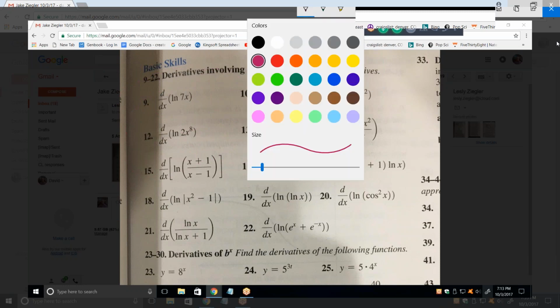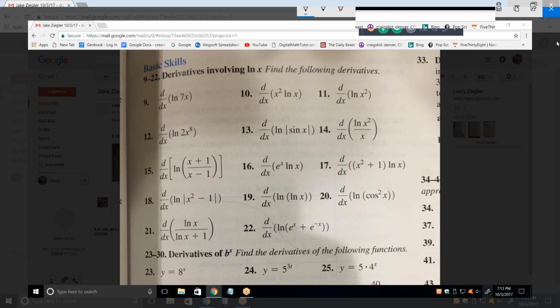21 or 20? 20. Would you be applying the product rule? No? I'm going to do the chain rule exclusively. The chain rule twice, right? Nope. What's the derivative of the outside?